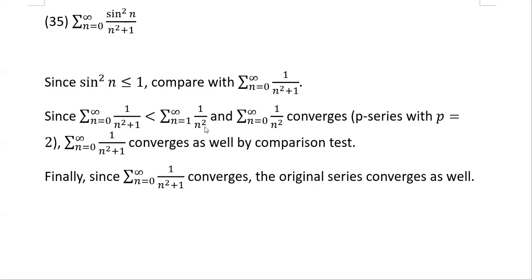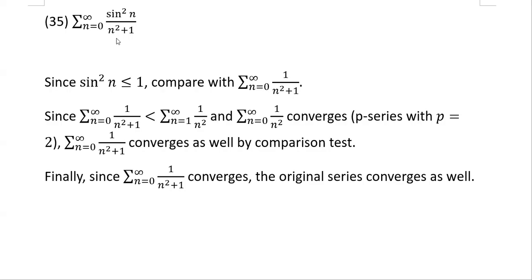We know this is a convergent p-series, p equals 2. So since this converges, this guy, being even smaller, is going to converge as well. And since by that argument this converges, this guy, being even smaller, is going to converge as well.